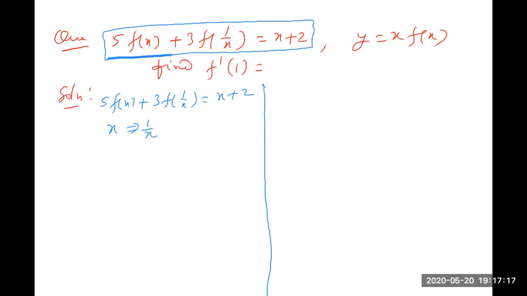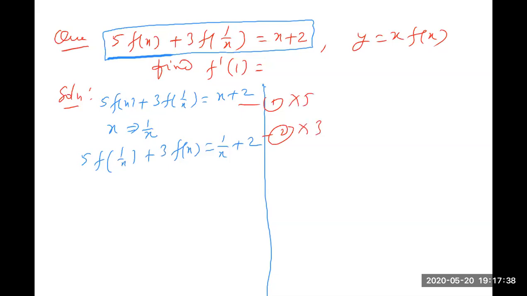If I replace x with 1 upon x, I will get 5f(1/x) + 3f(x) = 1/x + 2. Now you can observe equation number 1 and equation number 2. These equations I can solve for f(x). So I will multiply this by 5 and this by 3 and subtract.